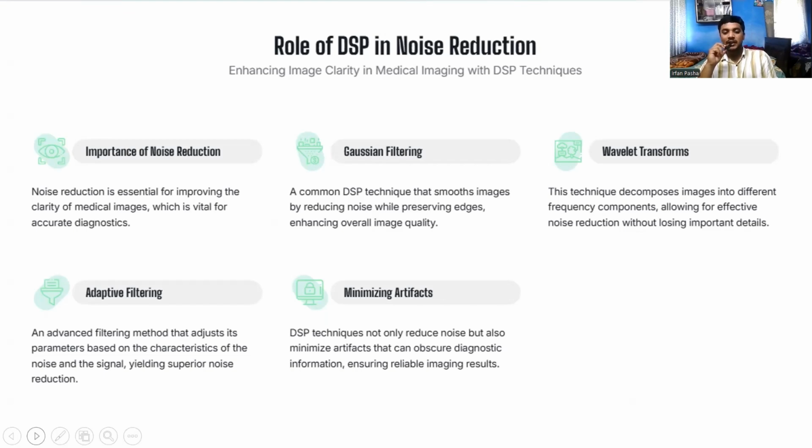The next one is adaptive filtering, an advanced filtering method that adjusts its parameters based on the characteristics of the image. If the image characteristics are different, it adjusts itself accordingly. The last is minimizing artifacts.